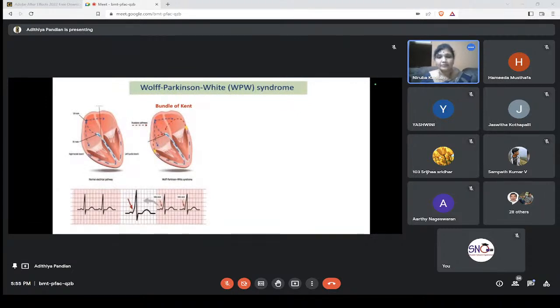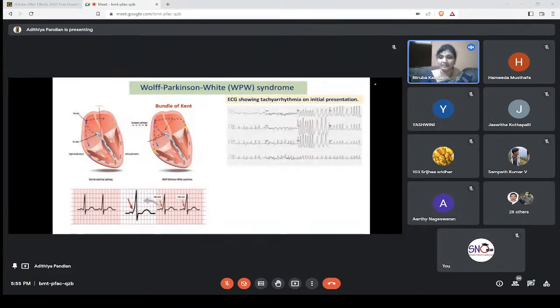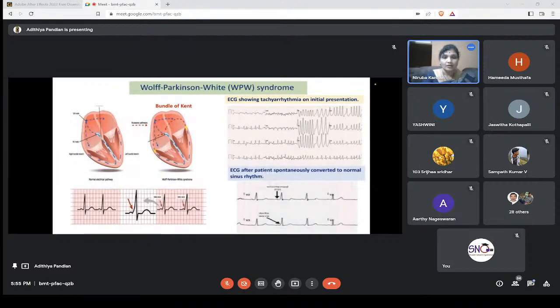The next slide, please. You get a delta wave, and the PR interval will be shortened because the atria is giving only one impulse, but this bundle is giving one more impulse. So what does the ventricle think? The ventricle has to contract fast. So in that condition, the PR interval will be shortened. Next slide, please. So the ECG pattern you get in WPW is a shortened PR interval and a delta wave. Next slide, please.